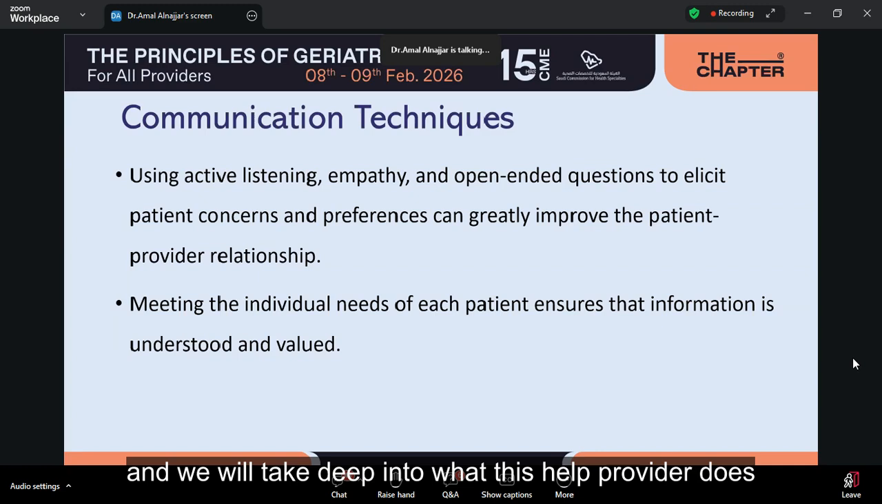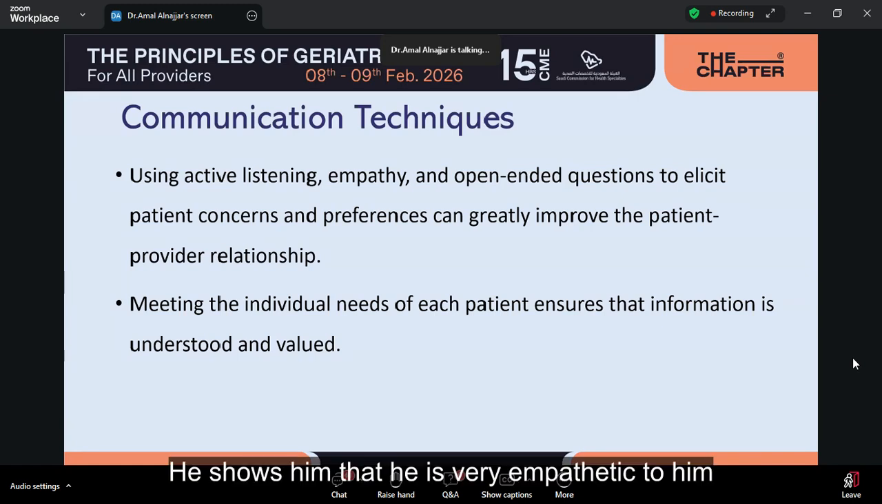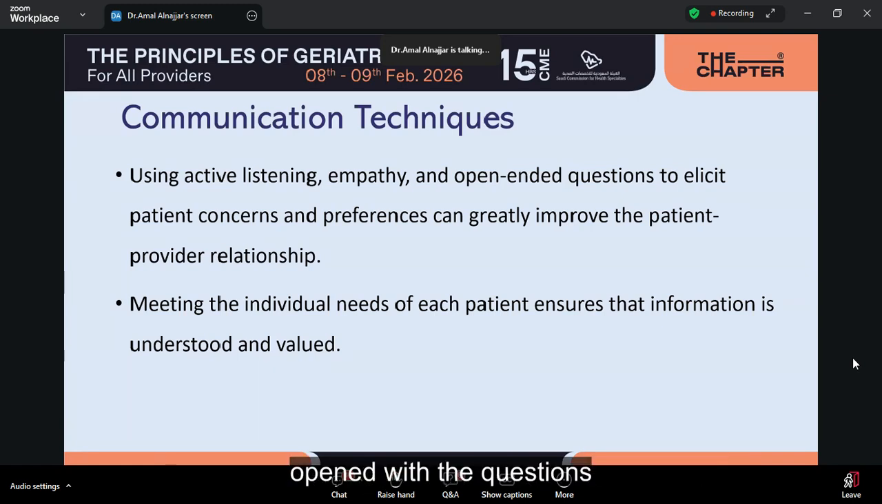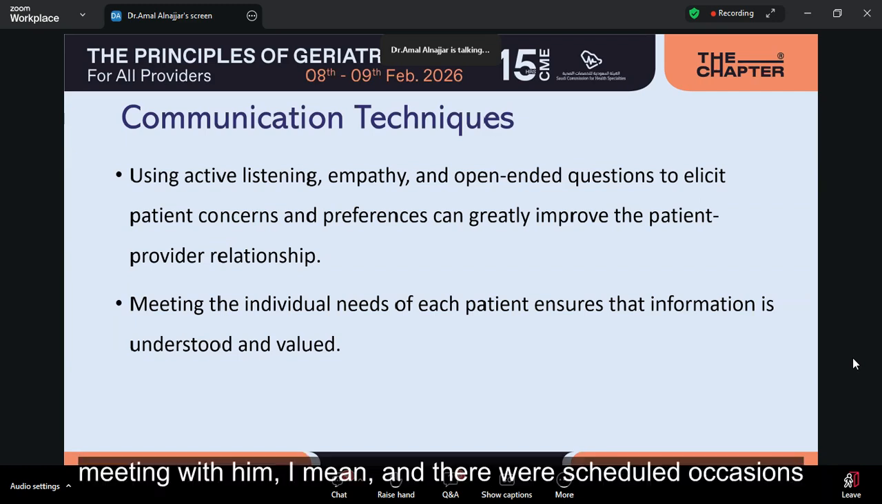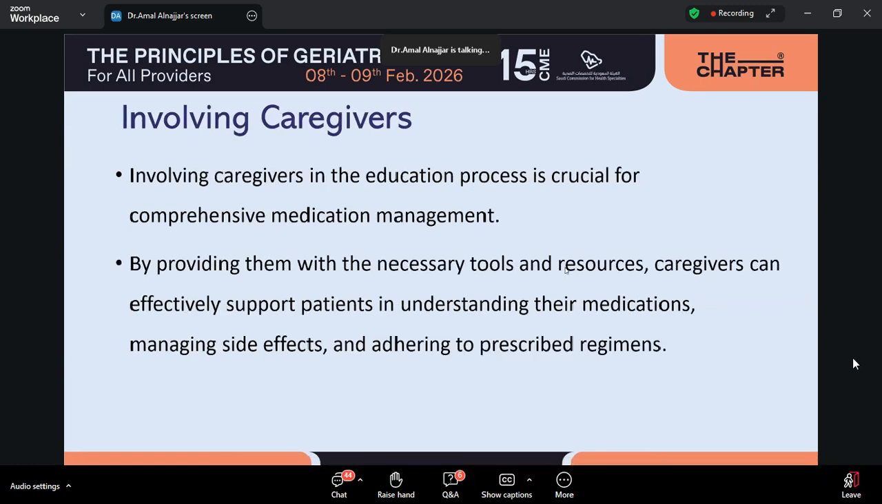And we will dig deeply to know what this healthcare provider does. He listens actively to him. He shows him that he is very empathetic to him. He opens with him, with open-ended questions, meeting with him on scheduled occasions. All these things should be considered.